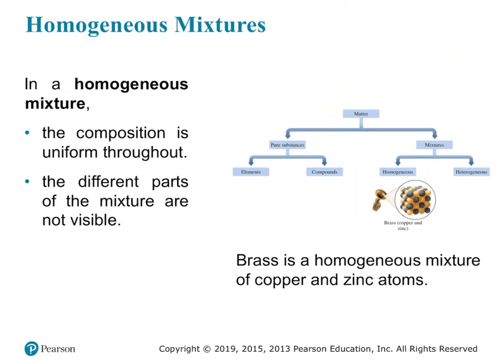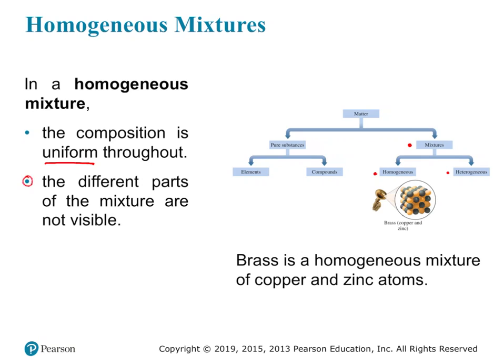Now there are two different types of mixtures. On our chart on the right, under mixtures, you'll notice there are two subcategories, homogeneous and heterogeneous. Let's start with homogeneous mixtures. In a homogeneous mixture, the composition is uniform throughout. So it's really hard to tell that you have a mixture when you have a homogeneous mixture. The different parts of the mixture are not visible.